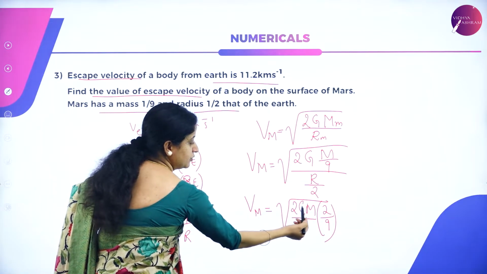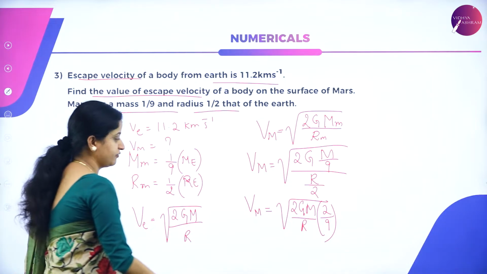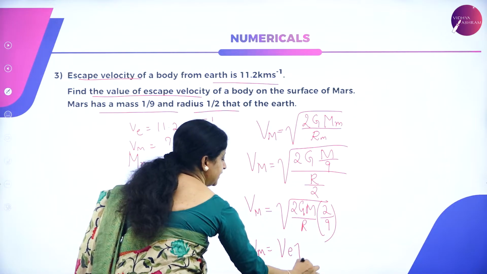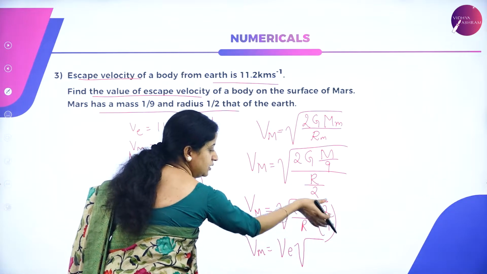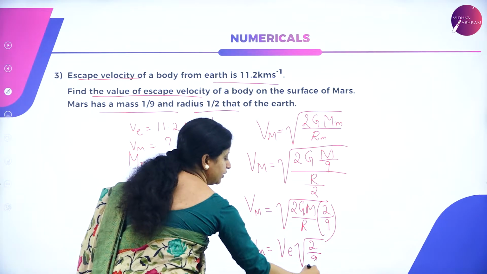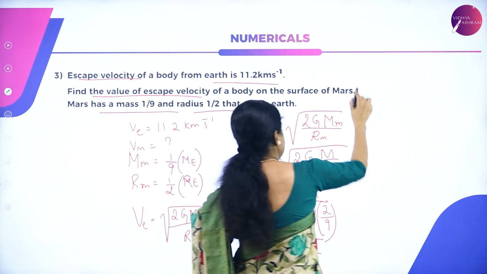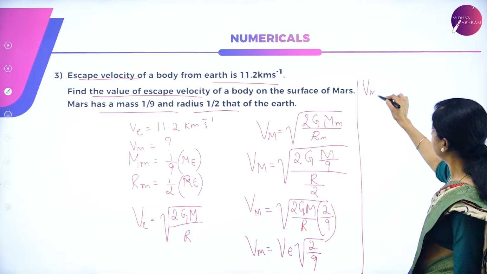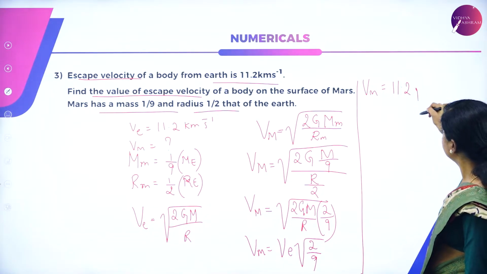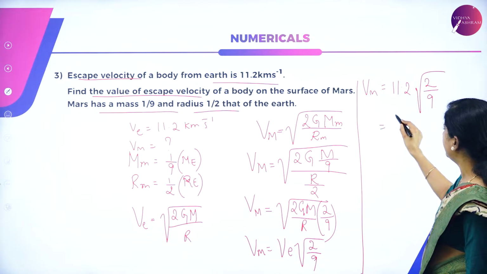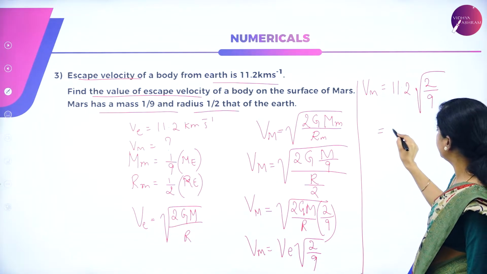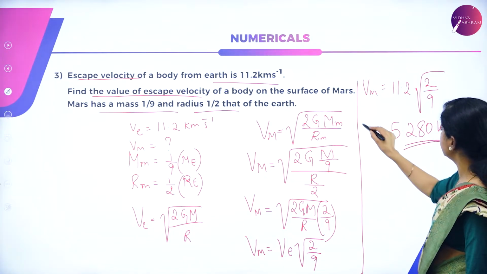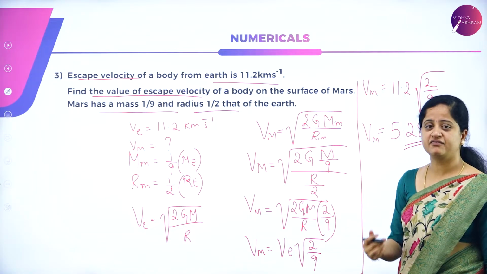So what is square root of 2GM divided by R? It is nothing but the escape velocity of Earth. So I can write this as VM is equal to escape velocity of Earth into square root, since the square root belongs to both of these as well, so I have to write root of 2 divided by 9. But what is the escape velocity of Earth? It is 11.2 km per second. So I can write VM is equal to 11.2 into square root of 2 divided by 9. So square root of 2 divided by 9 into 11.2 gives us 5.280 kilometer per second. So this is the escape velocity of an object from the surface of Mars.